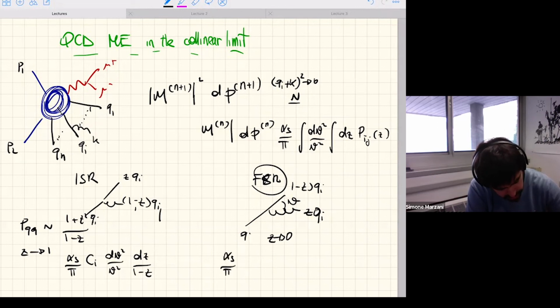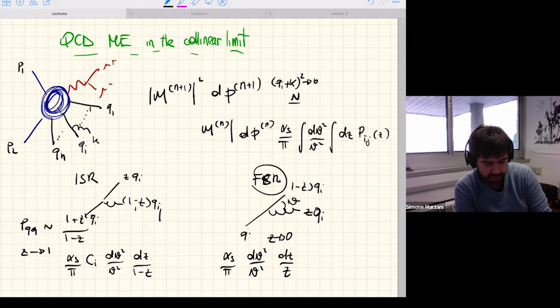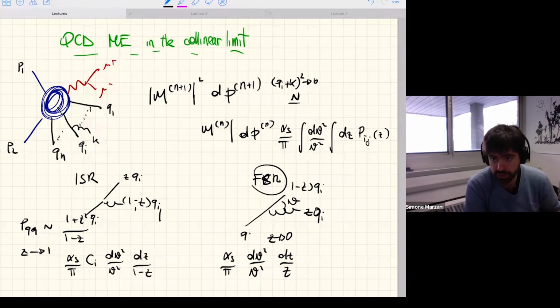the collinear emission looks like d theta square over theta square, times dz over z. So you see, there's a collinear singularity, which I wrote as theta goes to 0. And then the splitting function itself may have a soft singularity. So if I take both the theta to 0 limit and the z to 1 or z to 0 limit, according to my kinematics, then I'm looking at the soft and collinear limit.